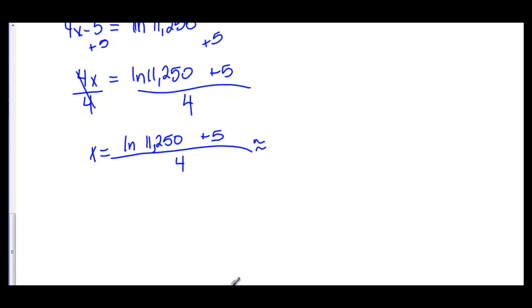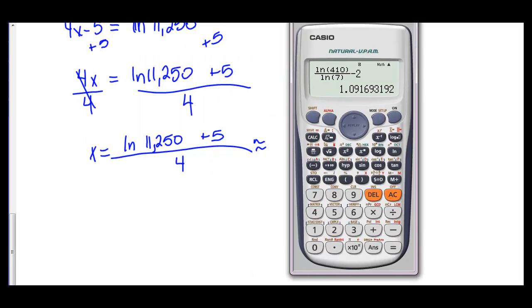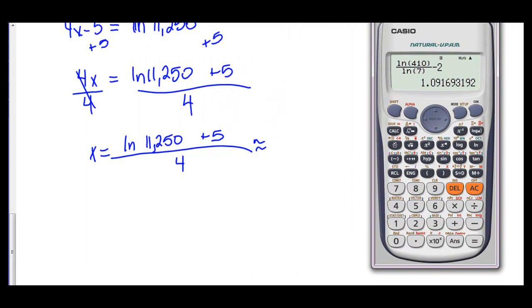And again, if it wants a decimal approximation, we're just going to put that whole thing in the calculator. So we're going to do the natural log of 11,250 plus 5 all divided by 4. And that's going to give us about 3.582.